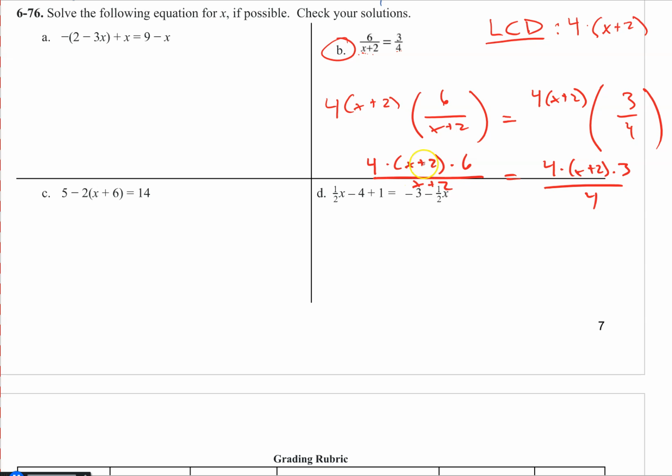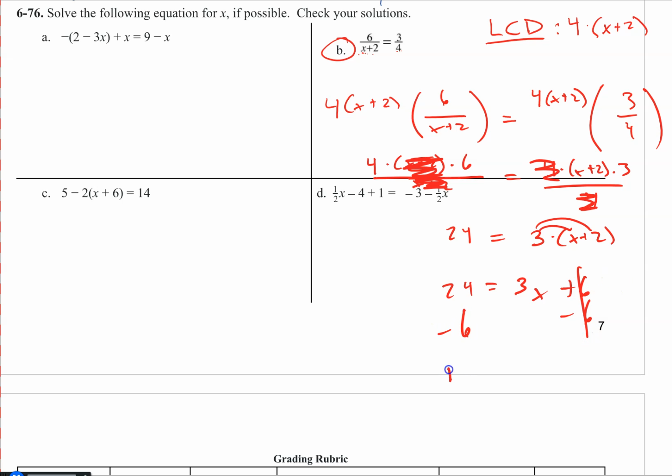Alright, now x plus 2, these are all times signs. So x plus 2 divided by x plus 2 is 1. That's going to cancel out. Same over here, 4 divided by 4, that's just 1, that's going to cancel out. So look what we have left, 4 times 6. 24 equals 3 times x plus 2, or x plus 2 times 3. I'm going to write it like this. In case you can't see, you can distribute. 24 equals 3x plus 6, and then solve for x. Take away 6 from both sides. Divide both sides by 3.